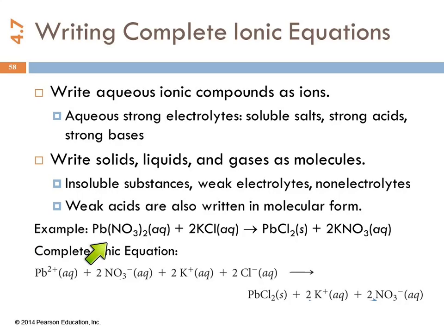So for this example, lead nitrate is a soluble ionic compound. So we're going to show the lead ion and the nitrate ions separately. KCl is a soluble ionic compound, so we're going to separate those two into ions. These equations get really long. PbCl2 is a solid. That means it's a precipitate. It was insoluble. It does not separate into ions, and so we're going to show it in the complete ionic equation as this solid. We're going to keep it together. And then potassium and nitrate are soluble, and so we show those separated.